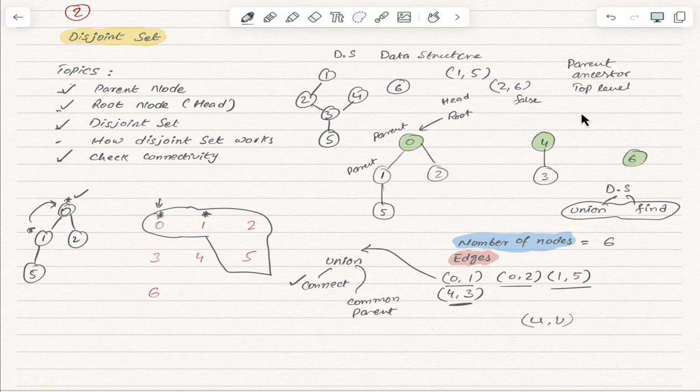When the edge 4 and 3 is considered, we connect them, and they both decide who is the parent. Suppose 4 is the parent, and then 6 is altogether alone. So that's how union find will make the whole data structure.